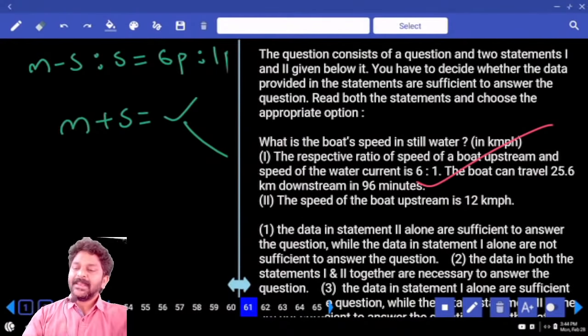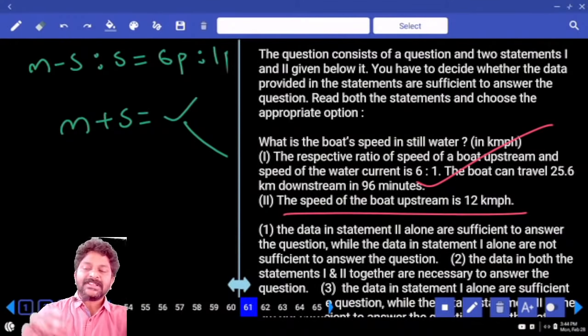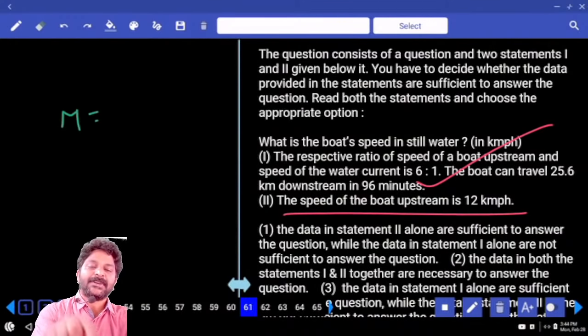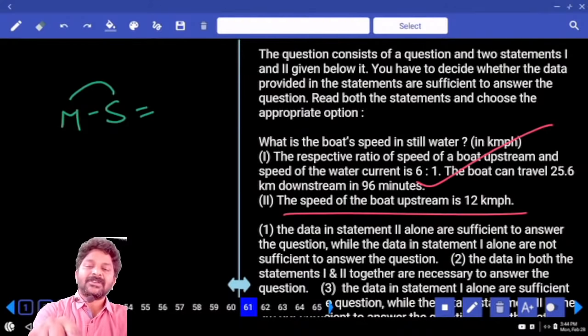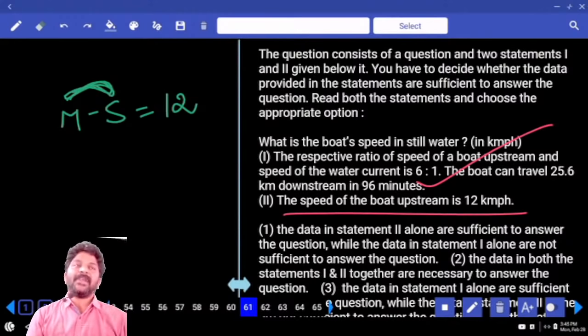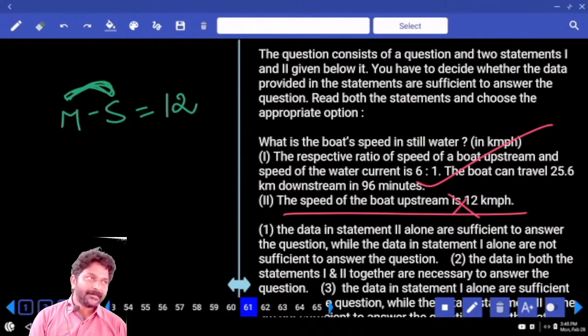Clear? Next, the speed of the boat upstream is 12 km per hour. Using this, can we calculate how much is the boat's speed in still water? No, because we don't know how much is the m value and the s value independently, or the relation between m and s. We just know that m minus s is equal to 12. But what is the relation between these two variables? We don't know. Hence, one alone is sufficient, but not two alone. Understood?